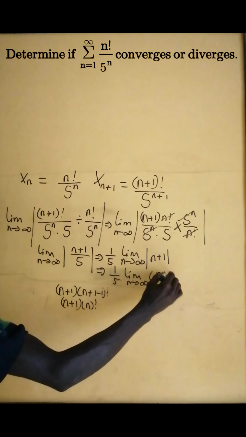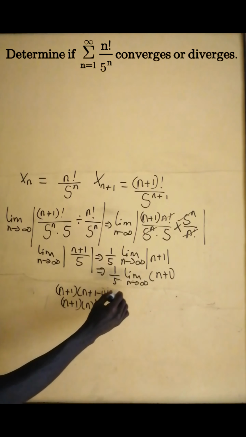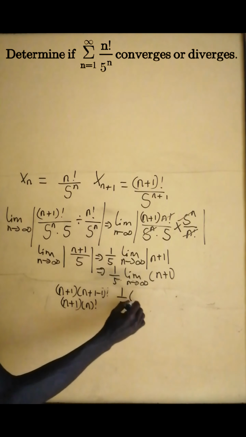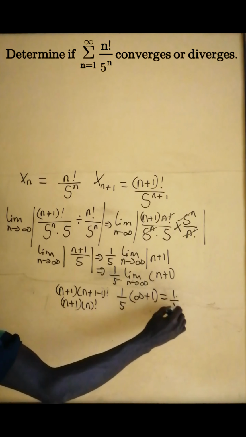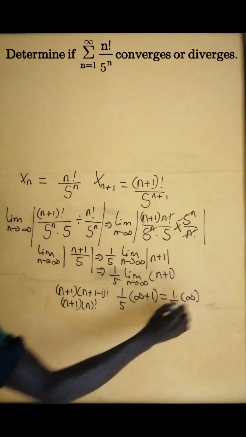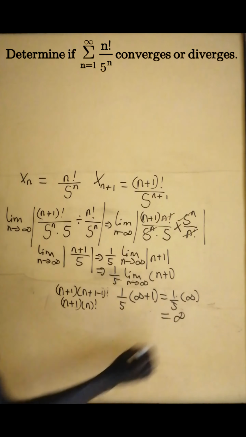Now, as n approaches positive infinity, we have 1 on 5 times positive infinity plus 1, which is equal to 1 on 5 times positive infinity. That gives us positive infinity.